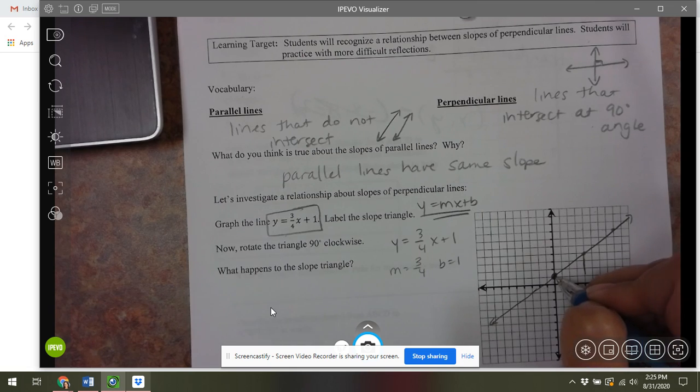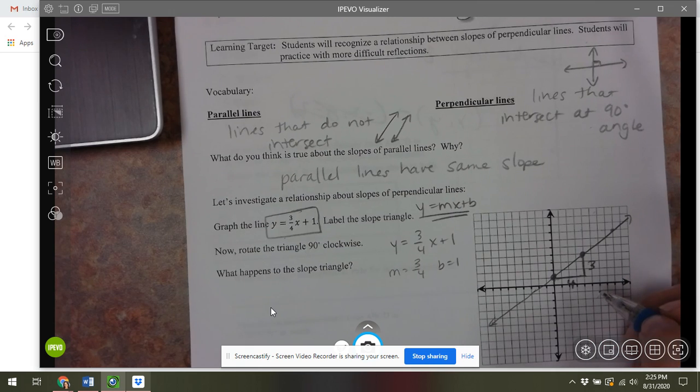This is called a slope triangle. It's the triangle that I'm drawing in when I started at 1 and went up 3, right 4. I could have drawn it this way or this way. So this length, rise is 3, my run, my across is 4. So 3/4. Rise over run.